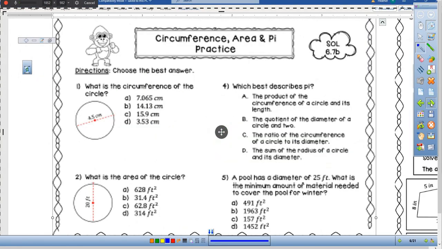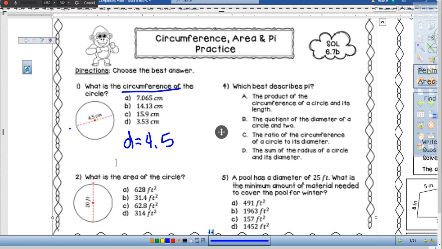Okay, so it says the direction of circumference, area, and pi. We want to go through and answer these questions. What is the circumference of the circle? You're given a diameter, so I'll start you off with this problem, but I want you to do it on your own. I'm given that my diameter is 4.5, and we want to know the circumference. So you're going to use the formula, circumference equals pi times diameter, which gives me 3.14 times 4.5. I'm not going to answer it for you because you should be able to use Desmos and do this on your own. Okay?